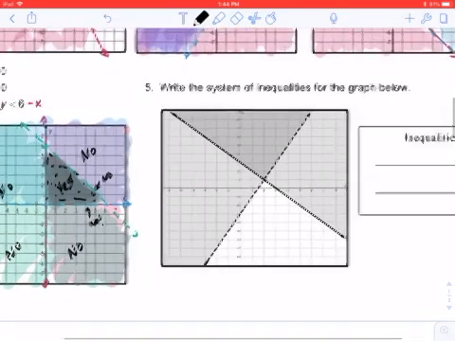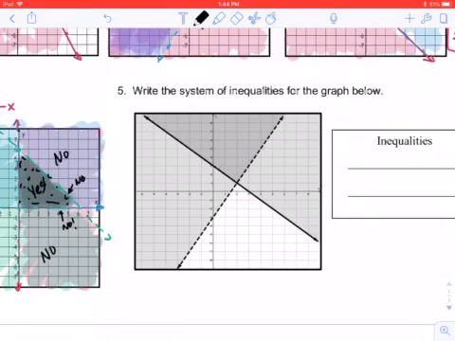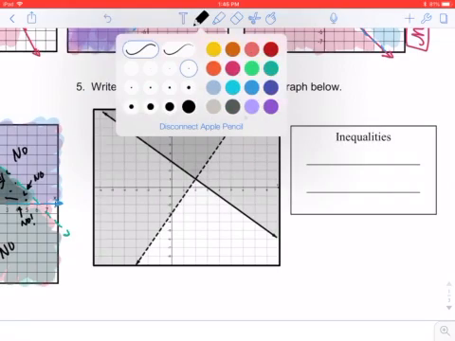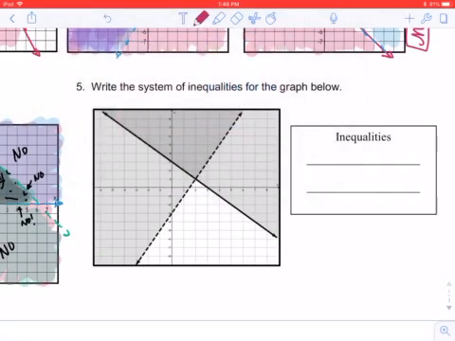Okay? All right, so now write the system of inequalities for the graph below. This time they're wanting us to write the inequalities. They're not wanting us to actually graph anything or list any solutions. They're wanting us to write the equations, or in other words, the inequalities. So let's start with the solid line. If it's solid, that means it's going to be greater than or equal to, okay? So the solid line has been shaded up. All of the shading is above that line, so its y is greater than or equal to.